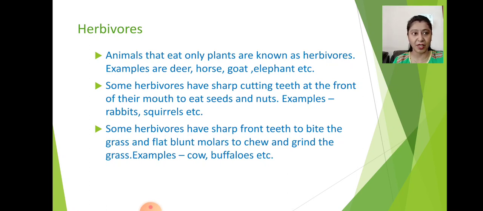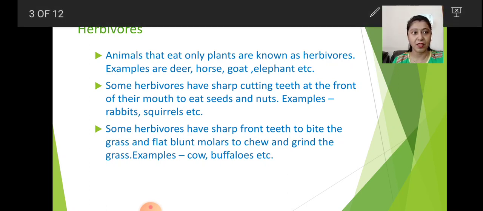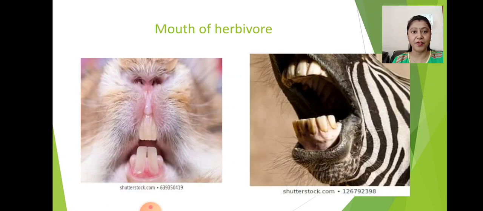So that is all about herbivores. We will see the picture of a rabbit. The first picture is of a rabbit's mouth. You can see the front incisor is too big to take the small bites of the nuts and seeds that they love to eat. The next one is of a zebra.